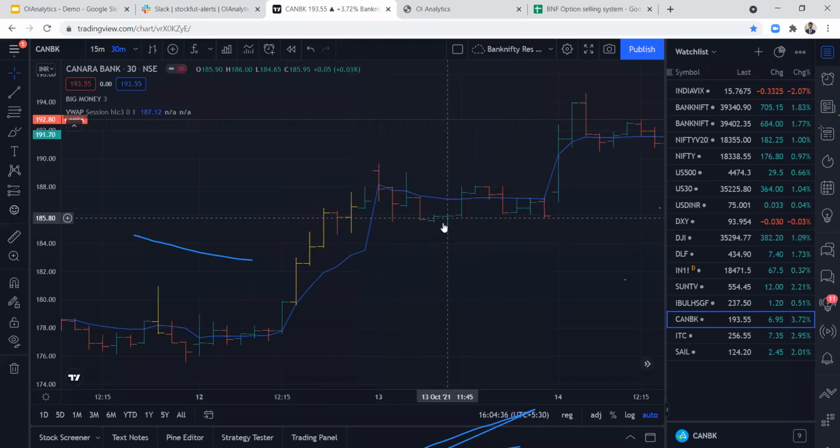Here you can see clearly a pin bar candle on 30 minutes. It was taking support here and it was continuously coming in the alerts. So this is the accumulation that is happening in this stock, right? From 186, the next day it made a move of about 3% or 4%. These are the kind of setups that will give you low risk, high reward opportunities.